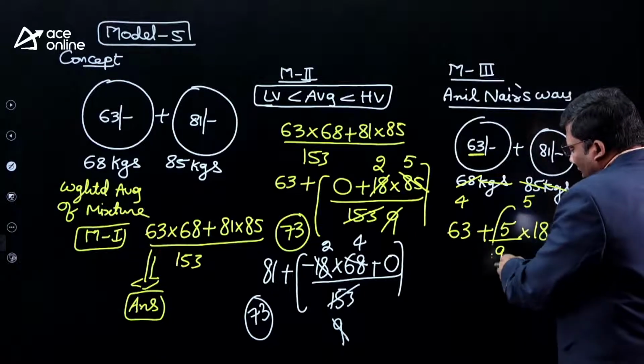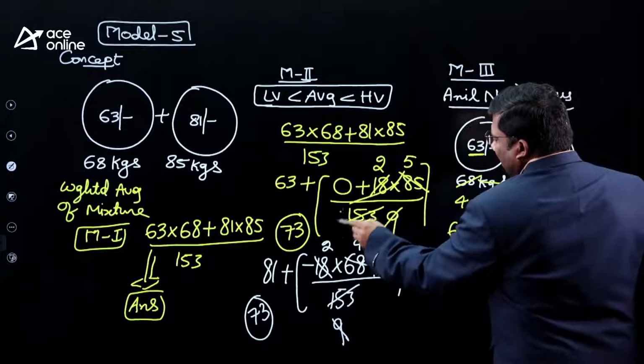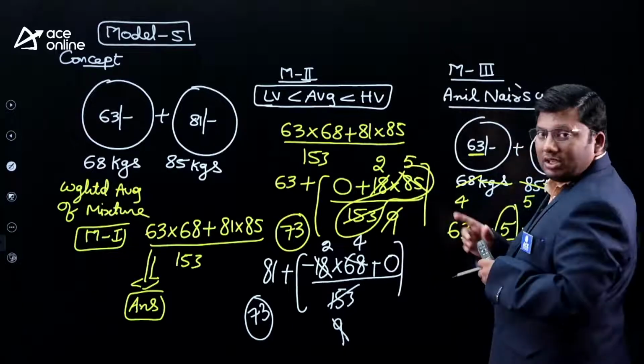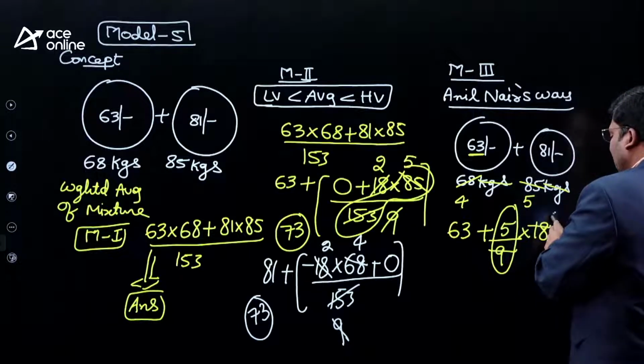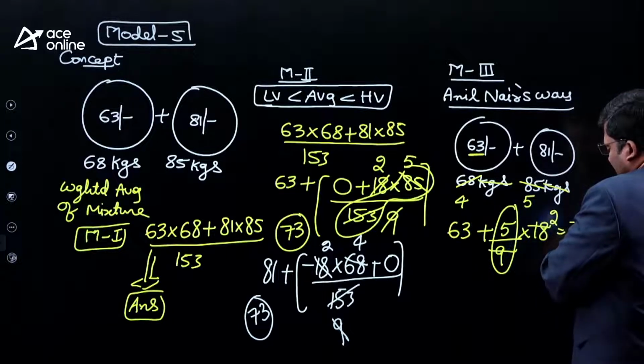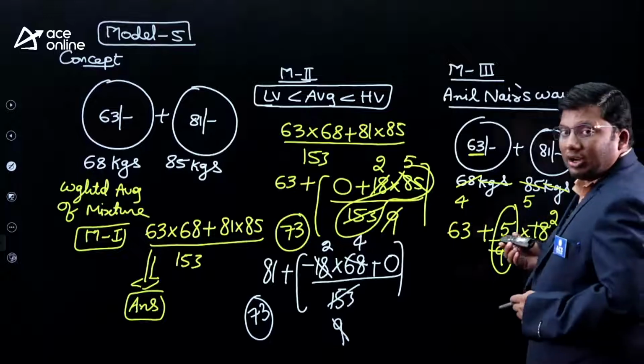Sir, from where you got these 5 by 9? From here I got these 5 by 9. 5 1s are 5, 9 1s are 9. 5 2s are 10, 9 2s are 18. So 63 plus 10 is 73. Are you all with me?